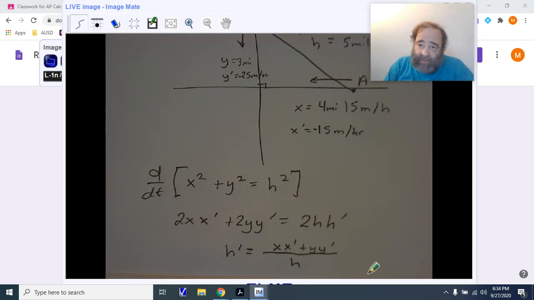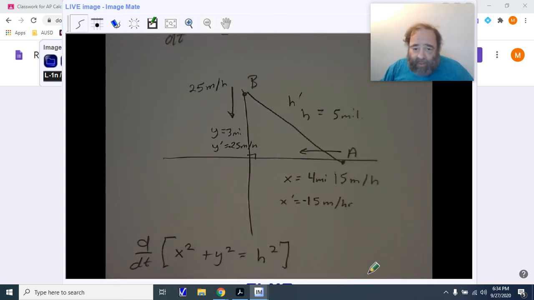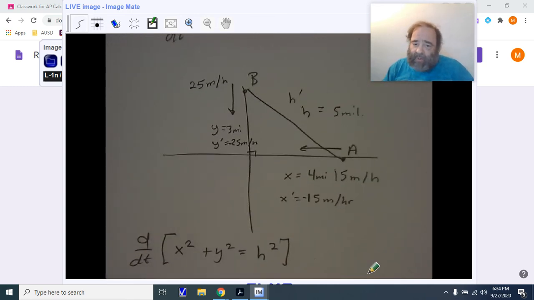Now, these could be as simple as a balloon floating into the air at a certain rate. And we know how far we are from the balloon, we know how far the balloon is up, and we can therefore find a related rate. Anytime we're using a right triangle, we're going to be dealing with the Pythagorean theorem of x squared plus y squared equals h squared.